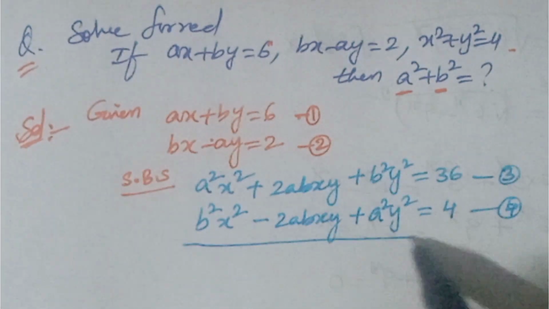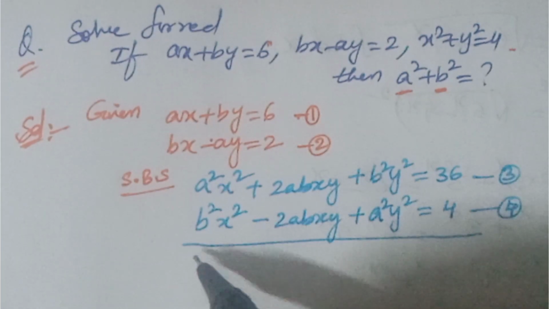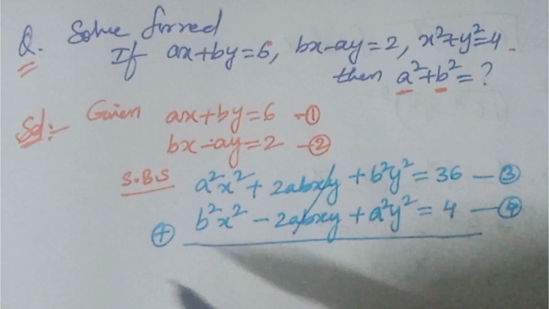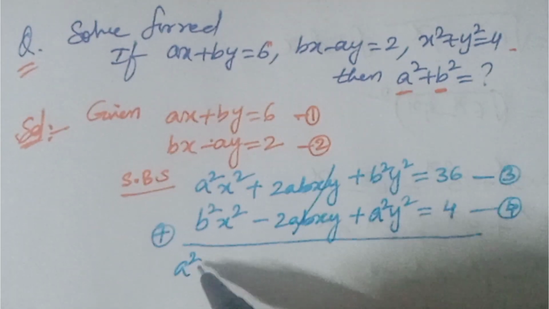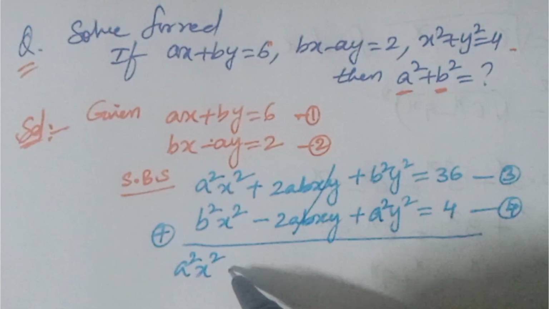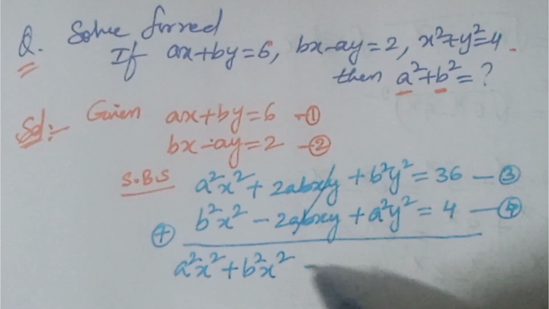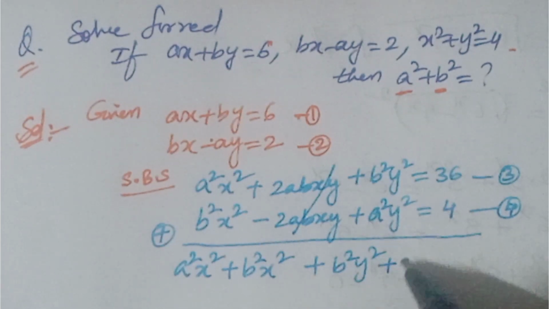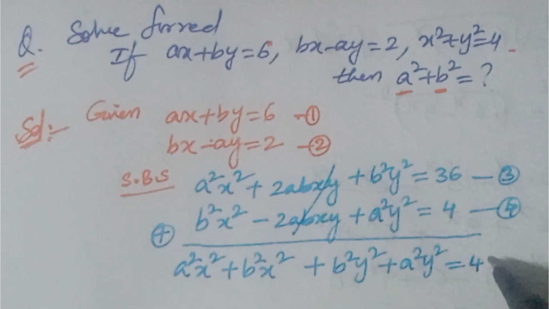So here, if you do addition, the first term and second term will get cancelled. Here a square x square plus b square x square plus b square y square plus a square y square is equal to 40.